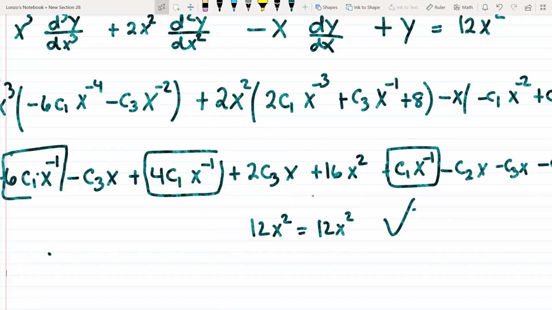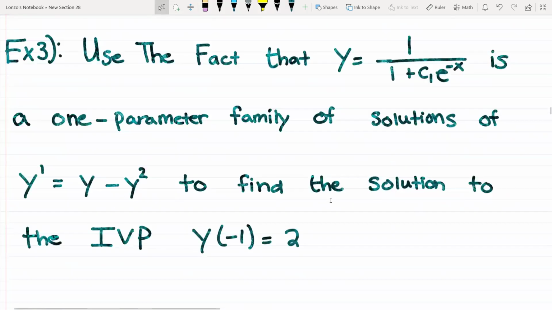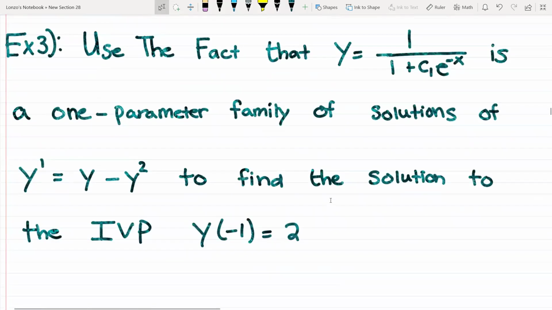Okay, let's move on. Example 3 says, use the fact that y equals 1 over 1 plus C1 e to the negative x is a one-parameter family of solutions of y prime equals y minus y squared to find the solution of the initial value problem y of negative 1 equals 2. So what we're trying to do is basically find your constant, C1. We have a C1 in our problem. We don't know what it is. That's what we're going to find.